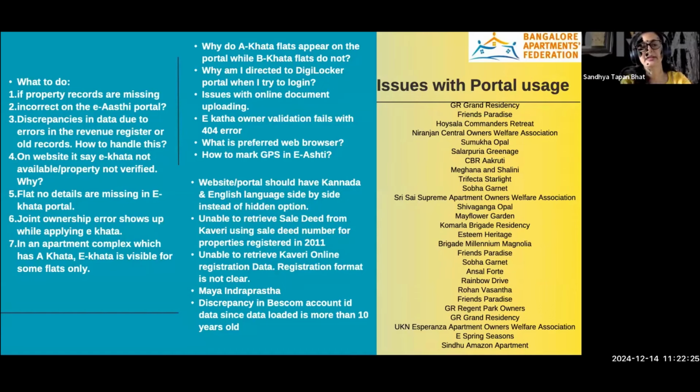Okay, sir. First, we'll take the ones on the left and then come to the right. What to do if property records are missing? One is to search thoroughly. Many times the citizen's records are there, but they are not able to search for it. First, look at your property tax payment receipt. In that, the ward number and name are there. Ensure that you are searching in the correct ward.